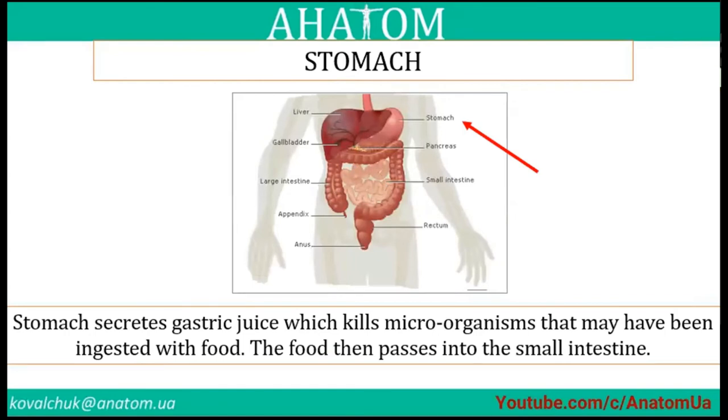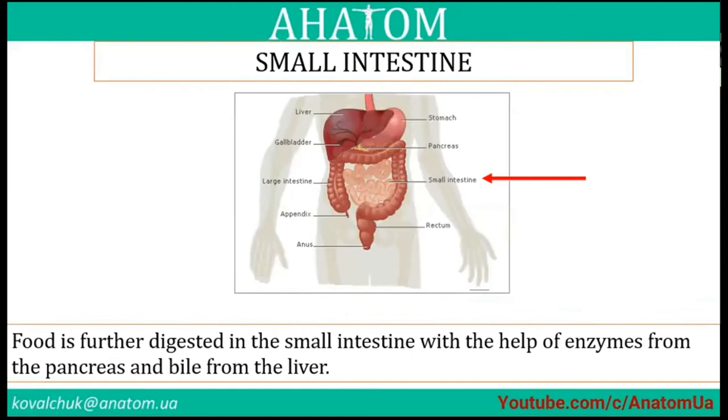After the stomach starts the small intestine, or intestinum tenue in Latin. The small intestine consists of three parts. It's a tubal organ with three parts: duodenum, jejunum, and ileum. Food is further digested in the small intestine with the help of enzymes from the pancreas and bile. Bile from the liver, and enzymes from the pancreas, special glands.